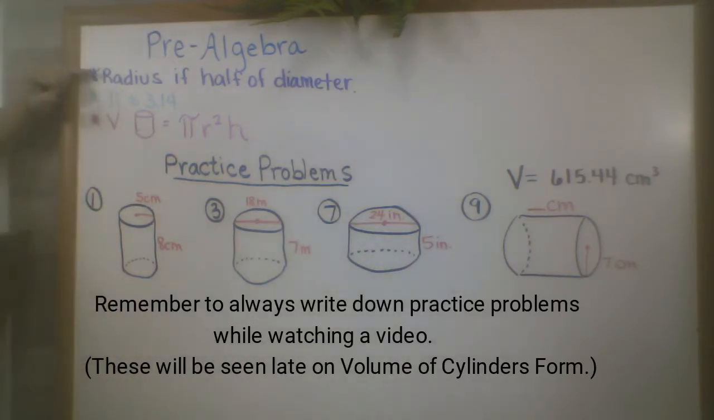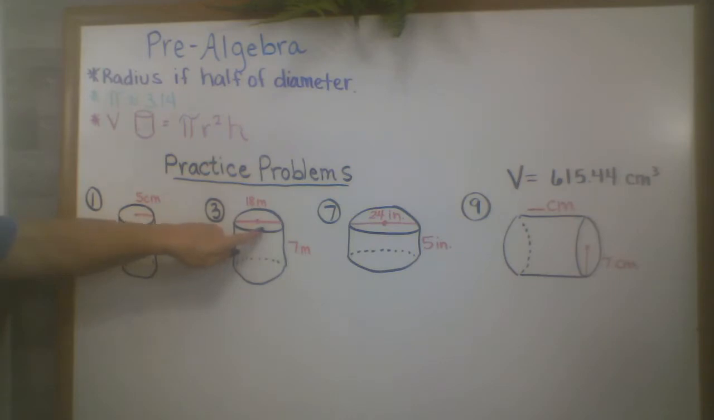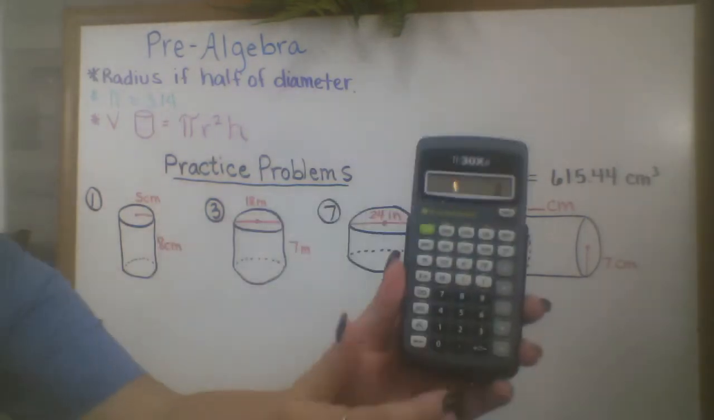So first of all, your radius is half of the diameter. So if a problem like number 3 gives you diameter, you have to split that number in half, so divide by 2. The other thing is pi is approximately 3.14. So I wanted you to just use 3.14 in your calculator rather than pressing pi.